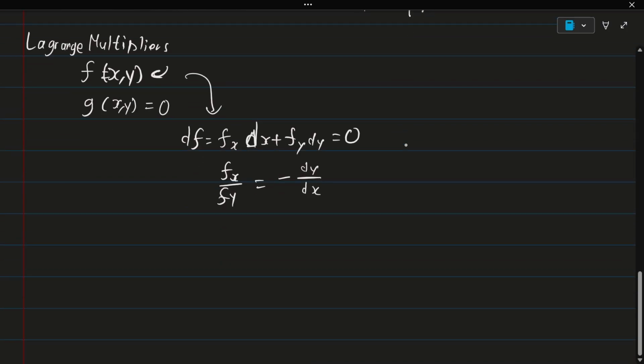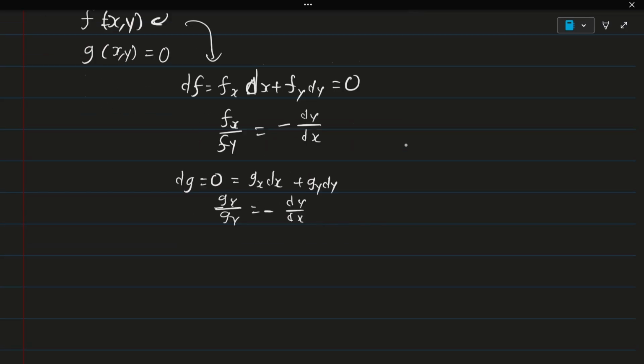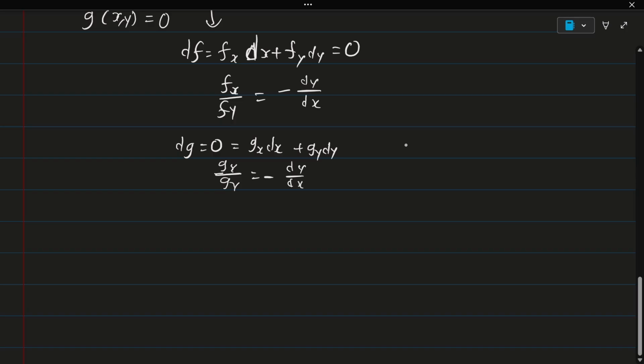We could also think of this g function, which, if you take the derivative of a constant function, is always going to be 0. So this thing is always 0, no matter what the condition is. And this value here is going to be gx dx plus gy dy. Therefore, we see a relation. Negative gx over gy is going to be the negative dy over dx. So we got this equation: function x over function y must be equal to g of x over g of y.